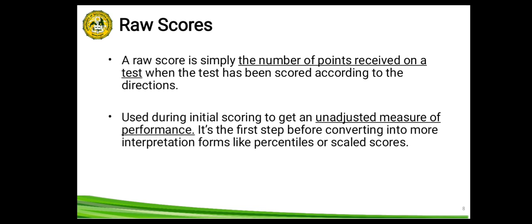So the raw score is used as the starting point in scoring and assessment because it directly reflects the individual's performance on a test or evaluation, and raw scores serve as the basis for further analysis, such as converting into scaled scores, percentiles, and standard scores to provide more meaningful interpretation. In classroom and research settings, the raw score helps identify strengths and weaknesses and guides the instructional decisions in that area.